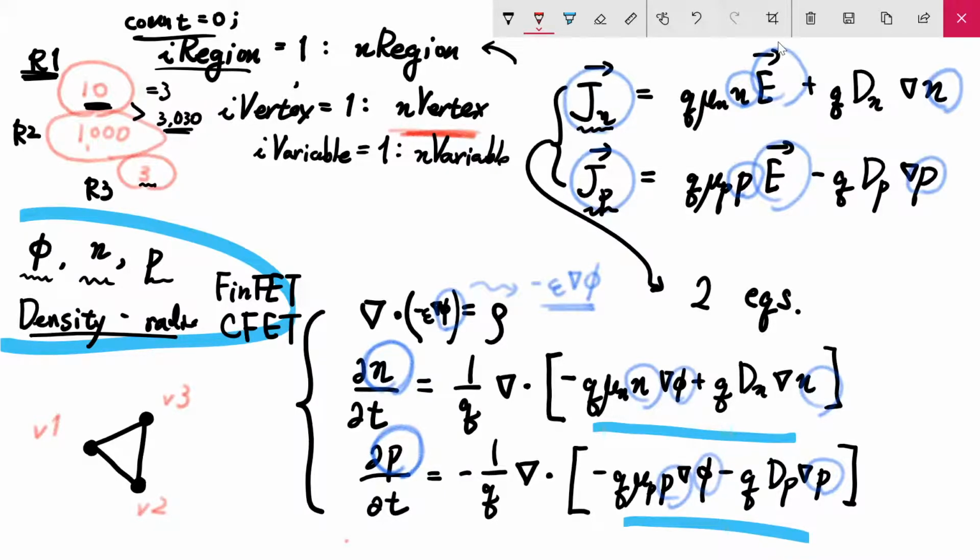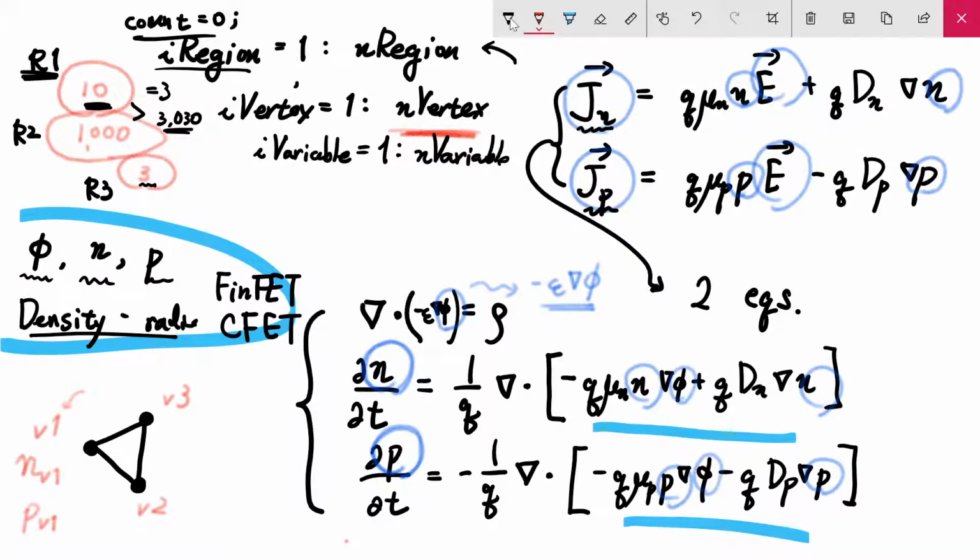In this case, what you do is, okay, for vertex number 1, let's try to find out the quantities like n at v1 and p at v1. Those quantities are required because you have to build the source term, so net charge density. Then, yes, this number v1 can be an arbitrary number, arbitrary integer index.